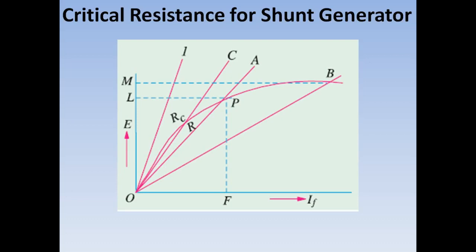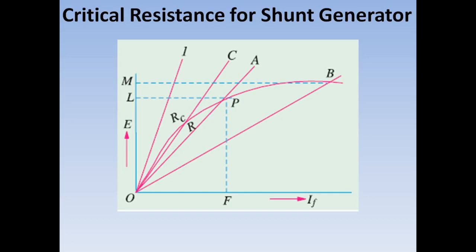So there is a limiting value of the shunt field winding resistance which allows the field winding to excite. If the resistance value is increased beyond that value, then definitely the machine will fail to excite and there won't be any generated EMF. That particular limiting value of resistance is said to be the critical resistance for the shunt generator.